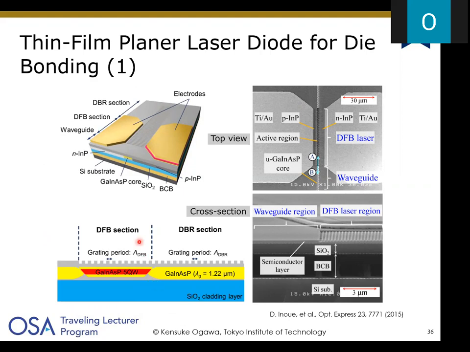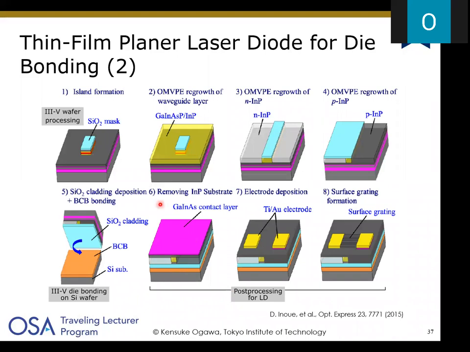In this case, very thin III-V lasers with a lateral carrier injection scheme are integrated on a silicon chip by die bonding. In this case, the bonding medium is a polymer, a BCB medium, utilized to bond both the silicon and the III-V lasers. And this figure shows the scheme of the integration in the process steps.